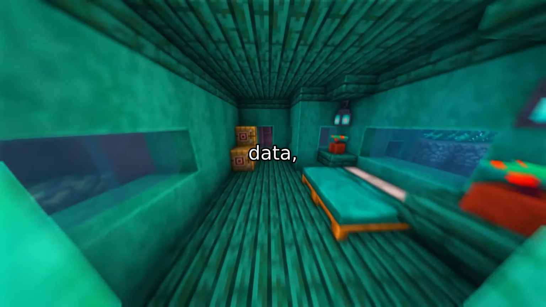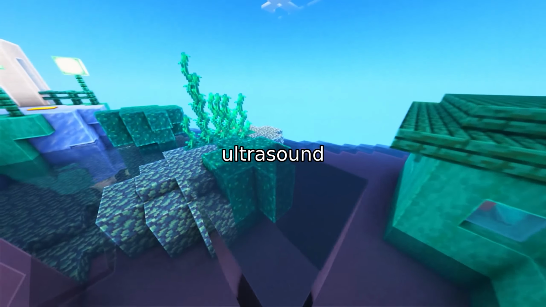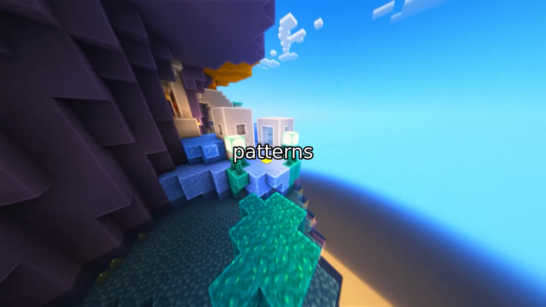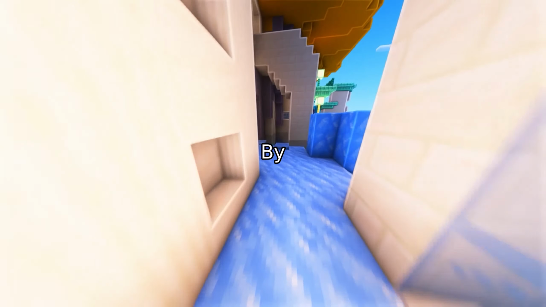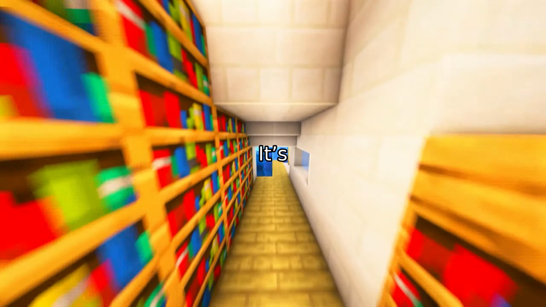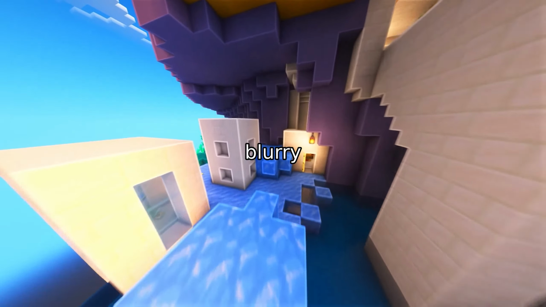Instead of relying on perfect data, it uses a clever trick, multi-scale perturbation. Imagine taking a single ultrasound image and generating multiple slightly altered versions, each with unique speckle patterns but the same underlying anatomy. By analyzing these variations, the algorithm learns to distinguish real tissue from noise. It's like training a detective to spot a suspect's face in a crowd by comparing multiple blurry photos.